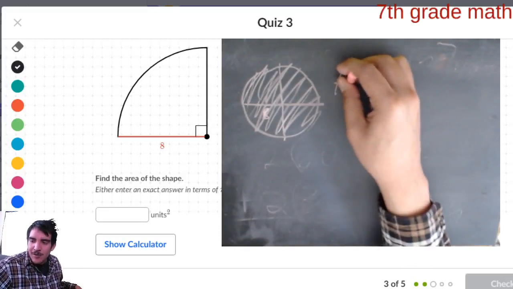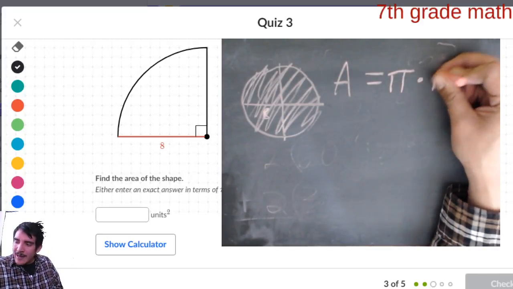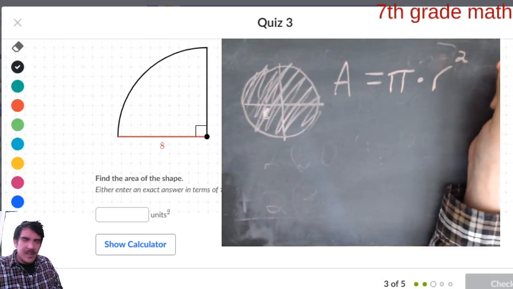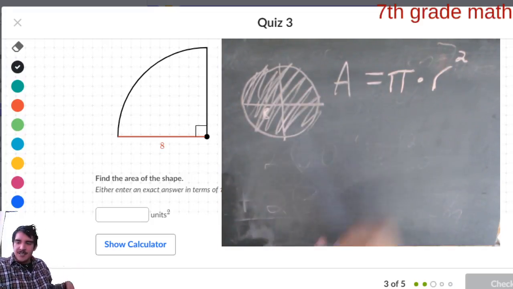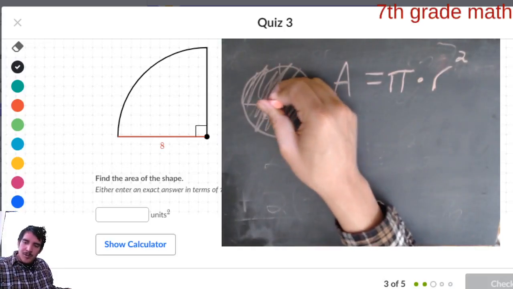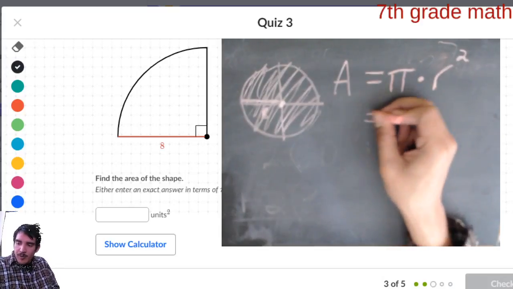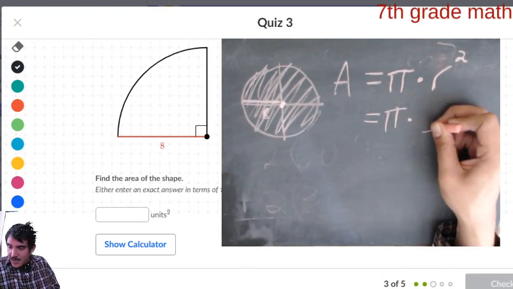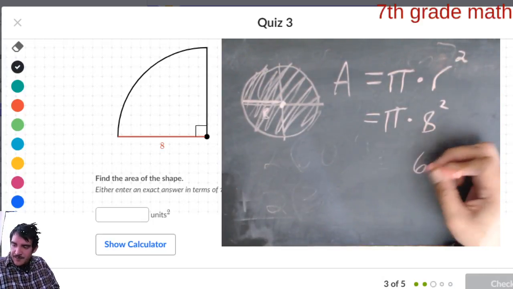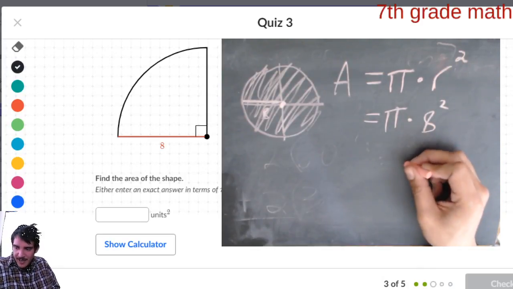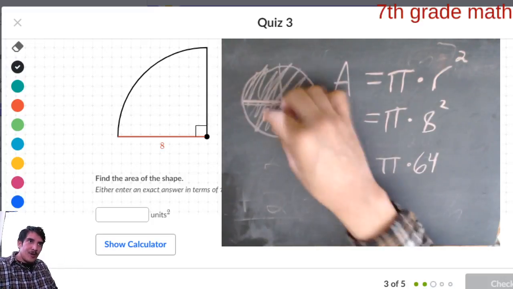So the area of this full circle is equal to pi times the radius squared. Now what is the radius of this circle, or of the quarter circle? They're both the same. So from the center to the edge, that's going to be 8 units. So let's do this formula. We're going to do pi times 8 squared. 8 squared is 8 times 8, so that's 64 times pi. And 64 times pi is this whole area.